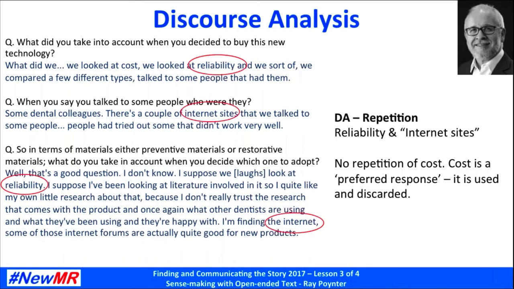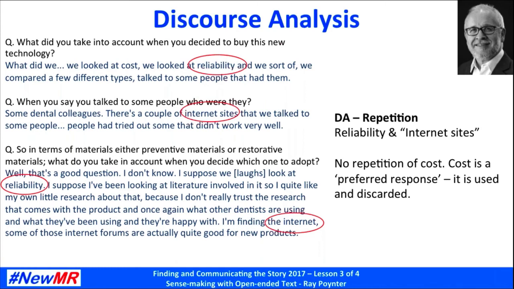Repetition. Now, one of the things that's interesting is if you look at the question, what do you take into account when you decided to buy this new technology? What we did, we looked at cost. And I saw an analysis of this that said cost is the first thing they mentioned. It is, and they never repeat it, even in more of the text when you look at it. It's kind of a reflex thing. I have to say cost. If somebody asks me what do I consider, I say cost. If I never say it again, it's probably not that important to me.